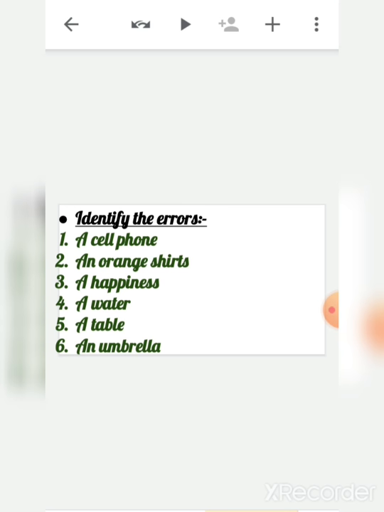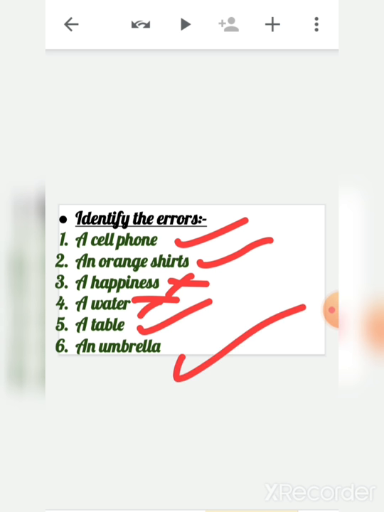So now here, identify the errors. A cell phone. Is it correct? Yes, because you can count a cell phone, that is mobile, right? Then second, an orange shirts. You can count this also. Third, a happiness. Can you count happiness, children? No, you cannot count happiness, right? Fourth, a water. This is also wrong. We cannot count water. Fifth, a table. Yes, you can count a table. Sixth, an umbrella. You can count an umbrella also, right?